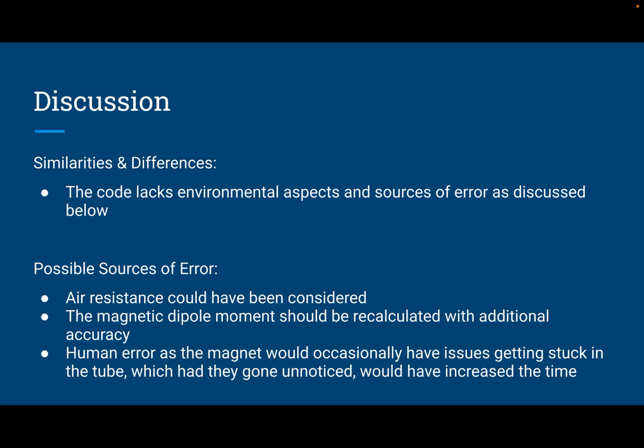To discuss the similarities and differences, the code lacks environmental aspects and sources of error as discussed below. And the code also inputs a magnetic dipole moment that may not be accurate to how it was in the real world. So possible sources of error: air resistance could have been considered. The magnetic dipole moment should be recalculated with additional accuracy. Human error, as the magnet would occasionally have issues getting stuck in the tube, which, had this gone unnoticed, would have increased the time.